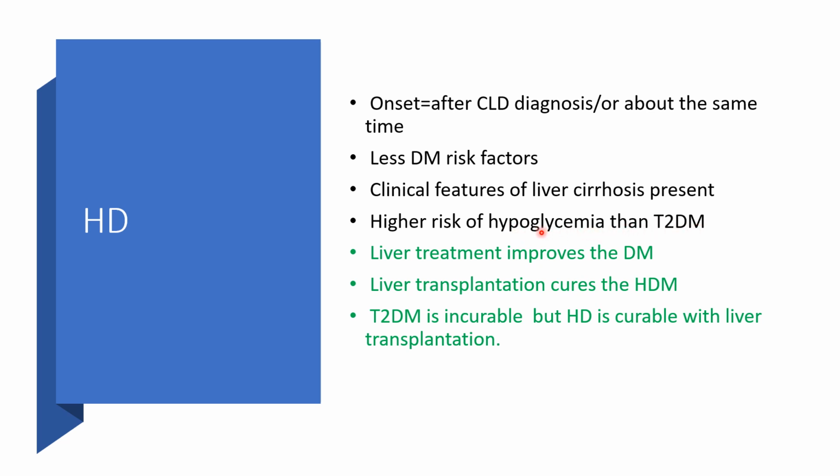Then you will be more convinced that it is hepatogenous diabetes because when you treat the chronic liver disease diagnosed, the treatment will improve the diabetes mellitus. Liver transplantation will cure the hepatogenous diabetes. Type 2 diabetes mellitus is incurable, but hepatogenous diabetes is curable. And how? We cure that with liver transplantation.